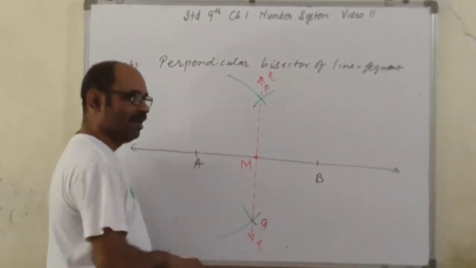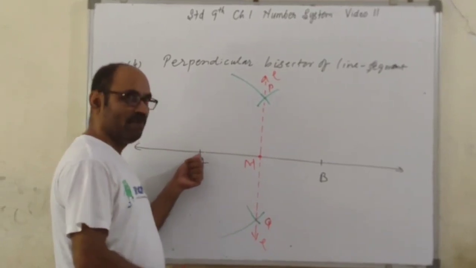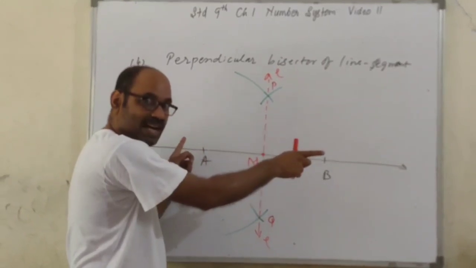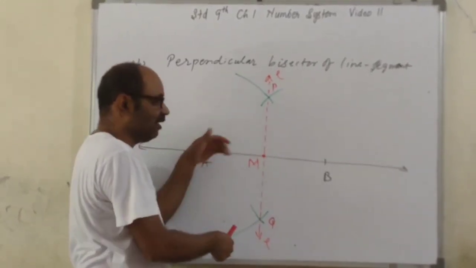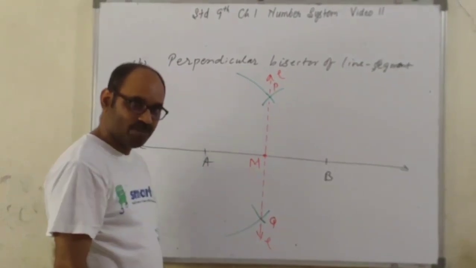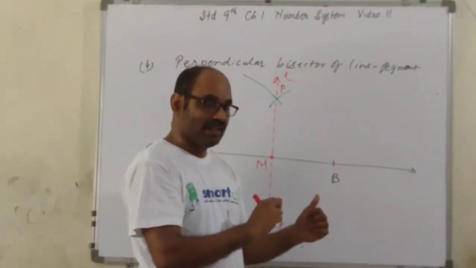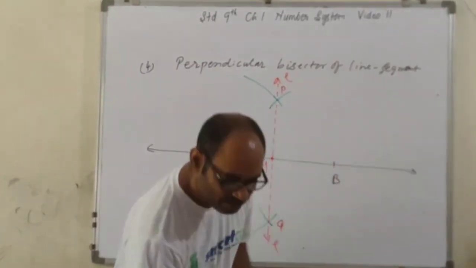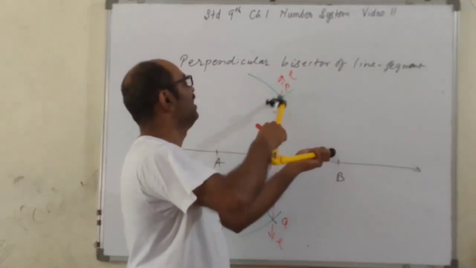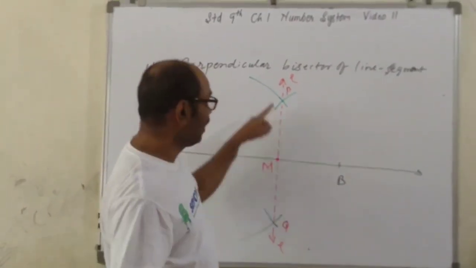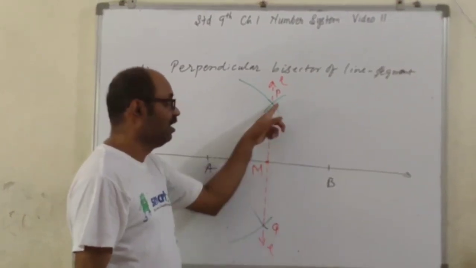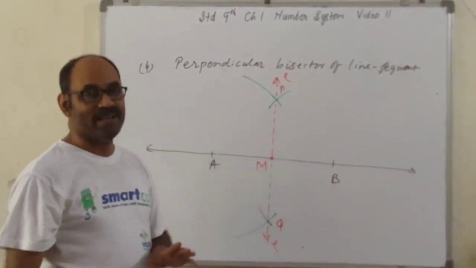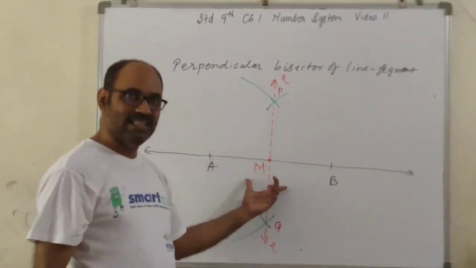I'll just repeat. Line segment AB has 2 endpoints. One endpoint is A. So take that as center and an appropriate radius. Radius should be more than half of AB. So you have drawn 2 arcs, one in the upper half plane, other in the lower half plane. Then you draw another circle. This time we are changing the center. Radius is the same. So center B, and the same radius. So the second circle will intersect the first circle in 2 distinct points P and Q. Then draw a line through these 2 points. This line is always the perpendicular bisector of line segment AB.